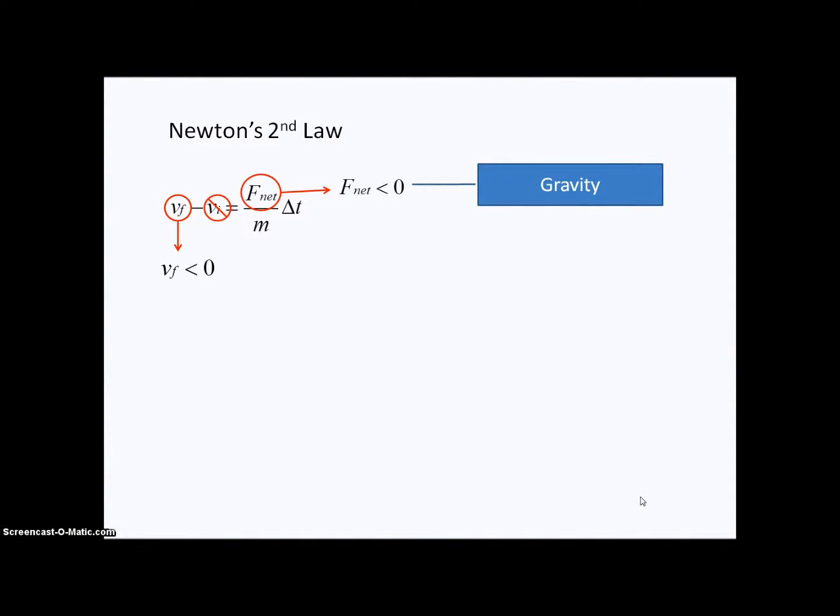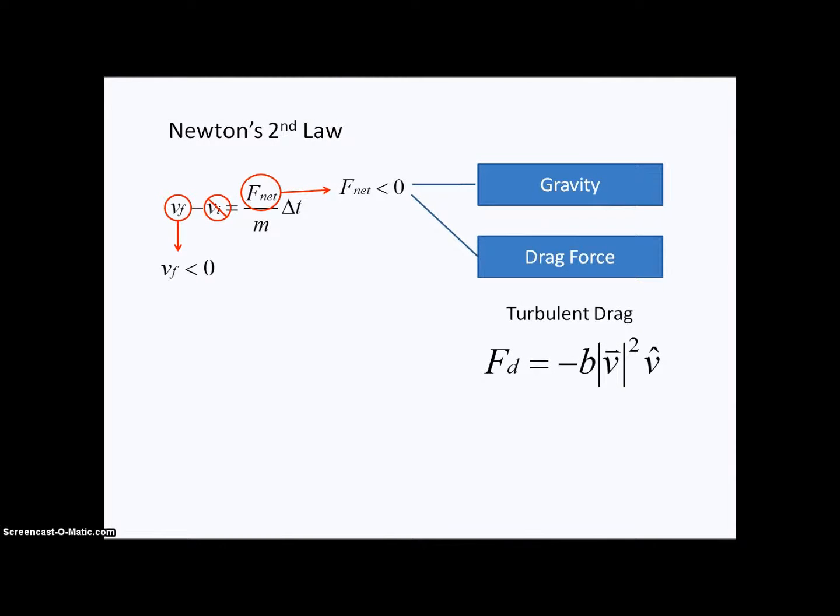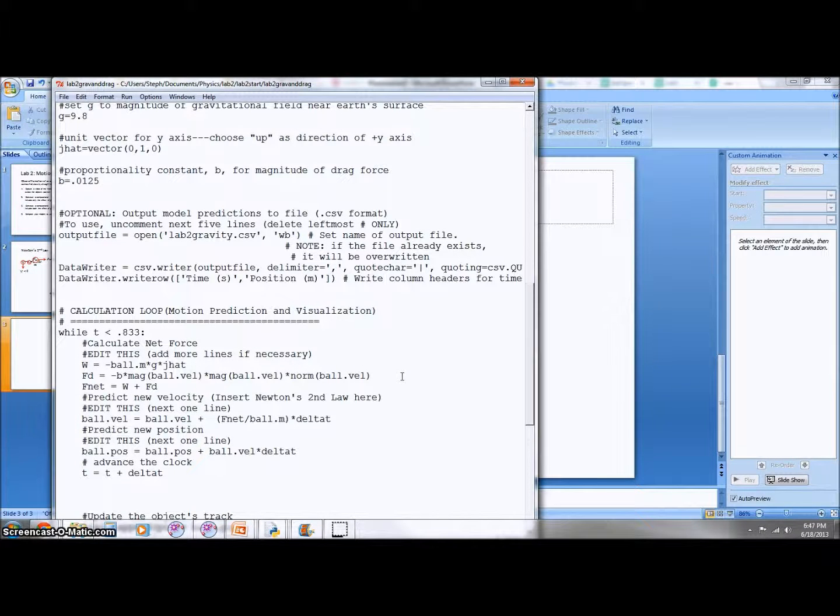In order to construct a better model, we must consider forces other than gravity that are acting on our system. One such force is air resistance, or drag force. For our second computational model, we will be using the formula for turbulent drag. This formula indicates that the drag force is proportional to the square of the velocity and is in the opposite direction of the velocity. This Python program models a falling object with both a gravitational force and a drag force acting on it.